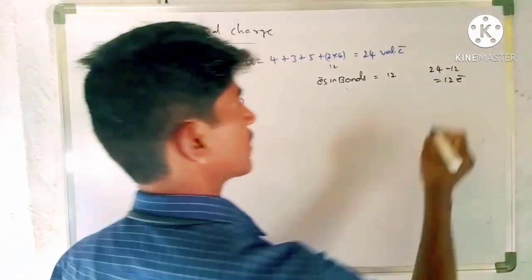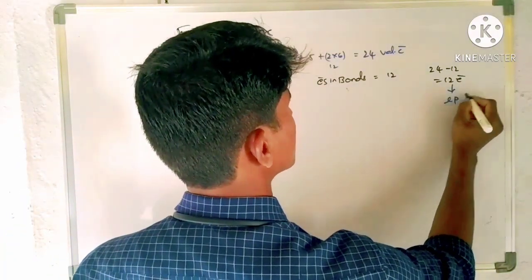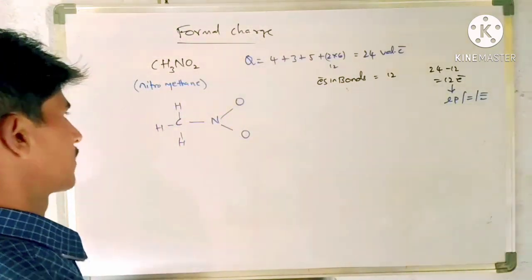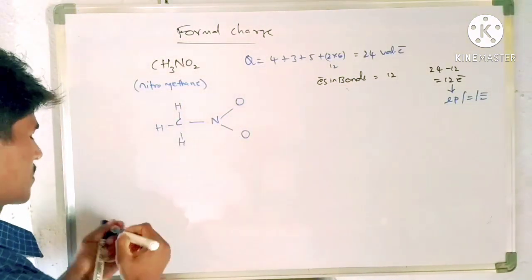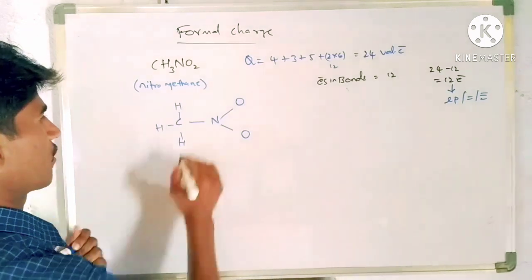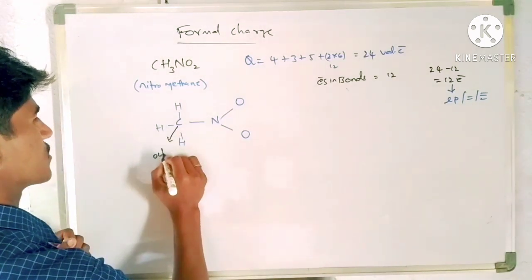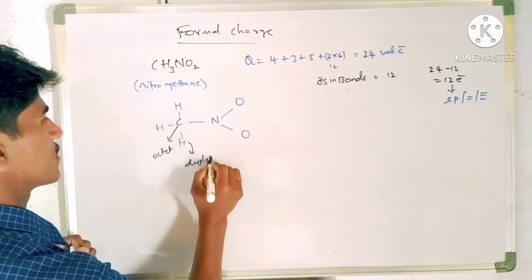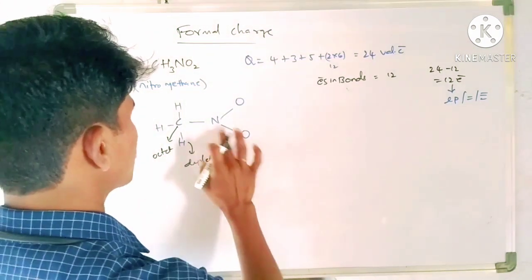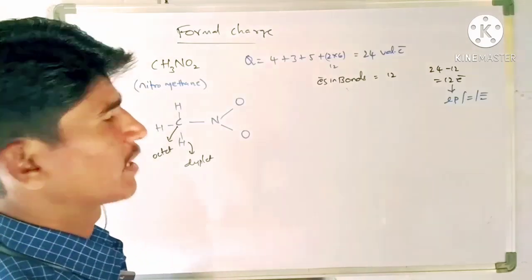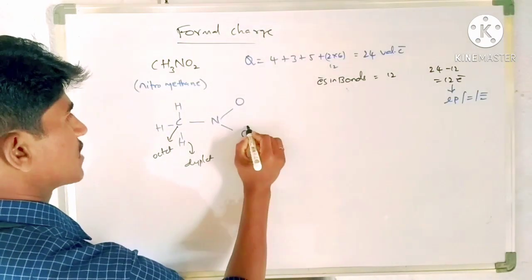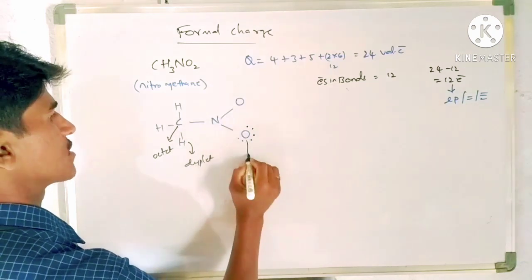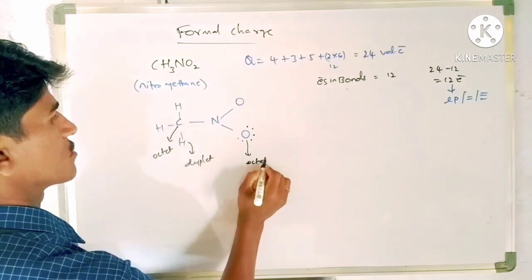So these 12 electrons are present as either lone pairs, or as double bonds, or as triple bonds. Now you have to consider that this carbon has an octet configuration, so it is stable. These hydrogens have a duplet configuration, stable. Now coming to the nitrogen as well as oxygen, we have a total of 12 electrons. So for this oxygen, 1, 2, 3, 4, 5, 6, 7, 8, it has an octet configuration, so it is stable.